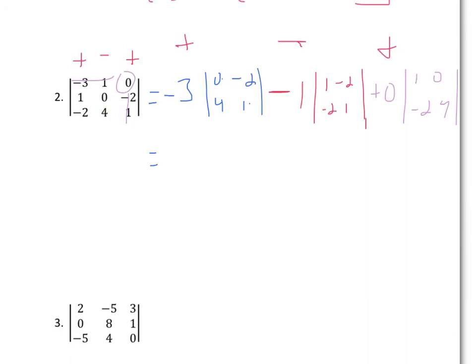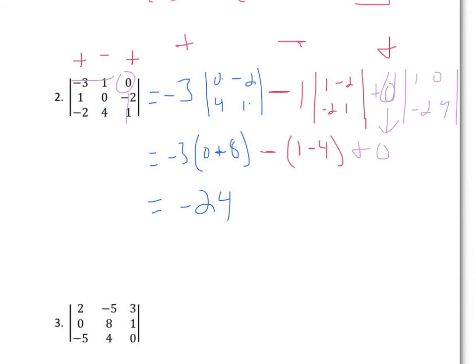So we have negative 3 times 0 times 1 is 0, minus, so plus 8. This one we got minus 1, we don't need to worry about. We've got 1 minus 4. And this final one's going to zero out because of the 0 here. So finish it up. We have negative 24 plus 3 equals negative 21. And you're done.